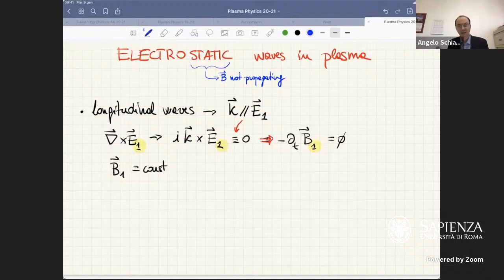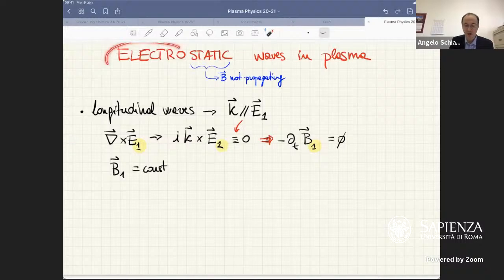So the only partner in the wave phenomenon is going to be the electric field. It's only the electric field that is going to propagate as a wave, and no magnetic field will be propagated. So the static terms, it means that it's referring to the fact that B is not propagating.